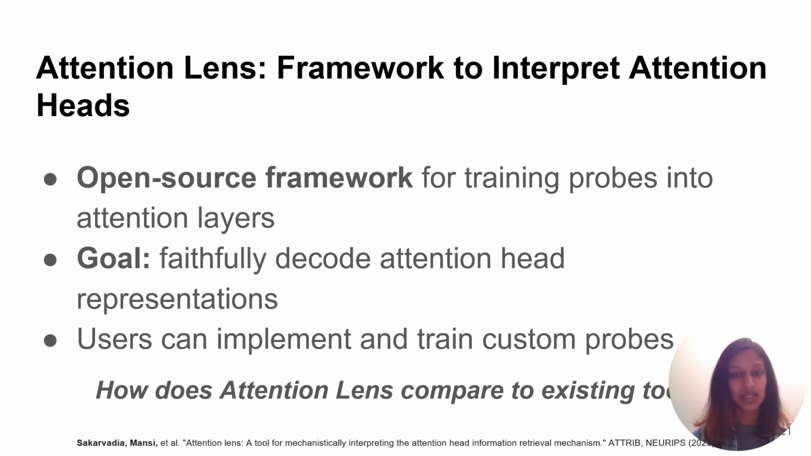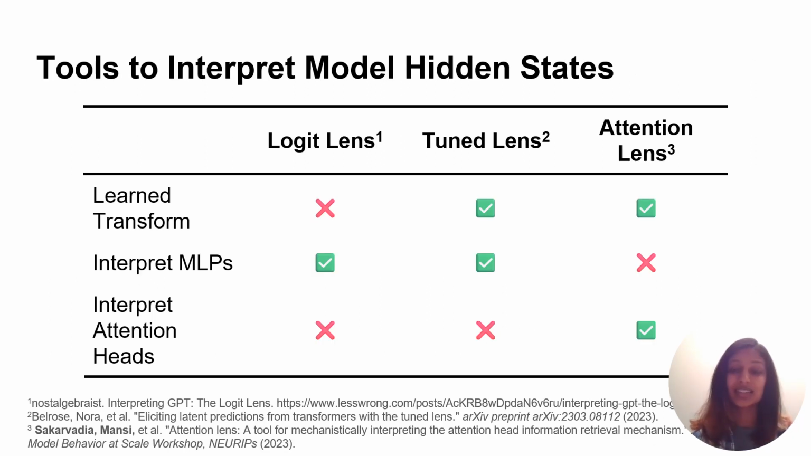Before we get into use cases for Attention Lens, we want to first compare and contrast how Attention Lens compares to existing interpretability tools. Existing tools in the space include Logit Lens and Tuned Lens. What we've been using up until now in this talk to interpret attention heads is actually Logit Lens. We've been applying the model's unembedding matrix to attention heads, which is what Logit Lens proposes.